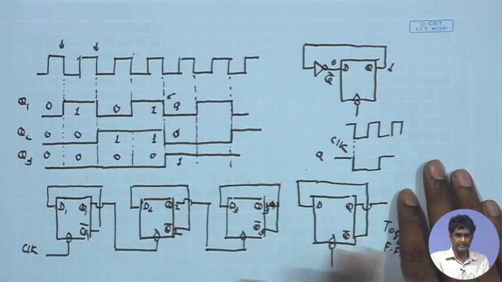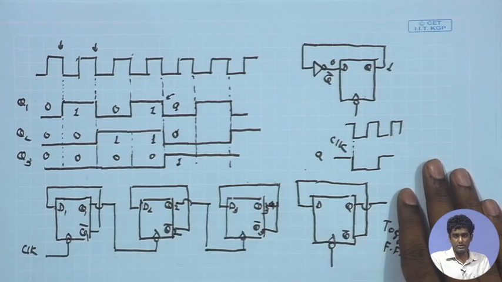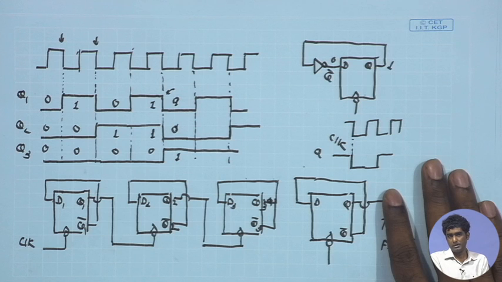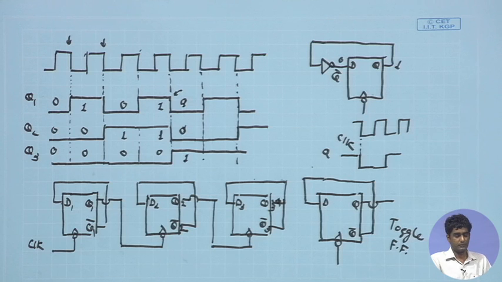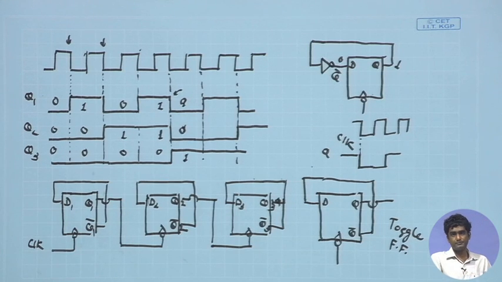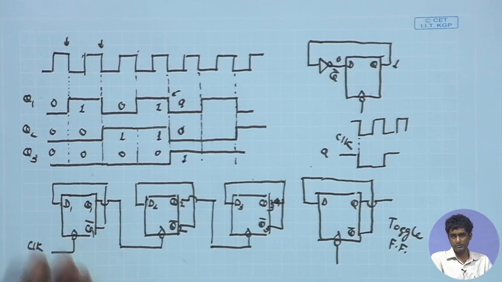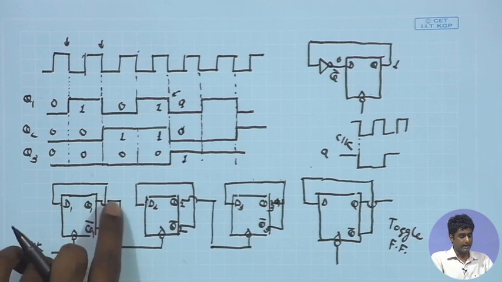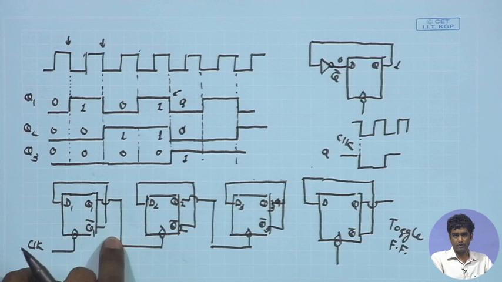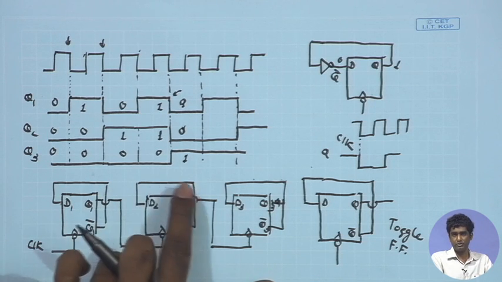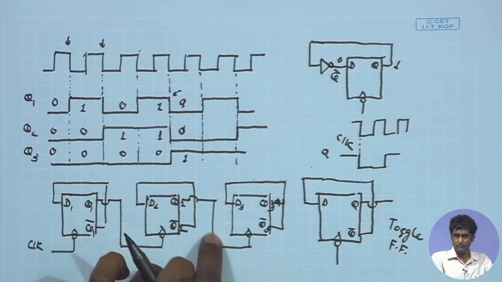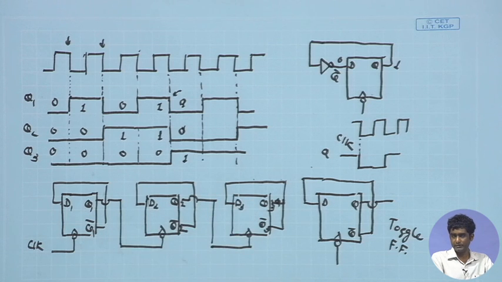We need to cascade this structure to obtain an n bit counter, and now we need to answer the question, why do we call it a ripple counter. If you look at the first flip flop, that is receiving the main clock from the system, and at the negative transition of the first flip flop, the D2 is changing its state. Then at the transition of the second flip flop, the D3 is changing its state, and so on.